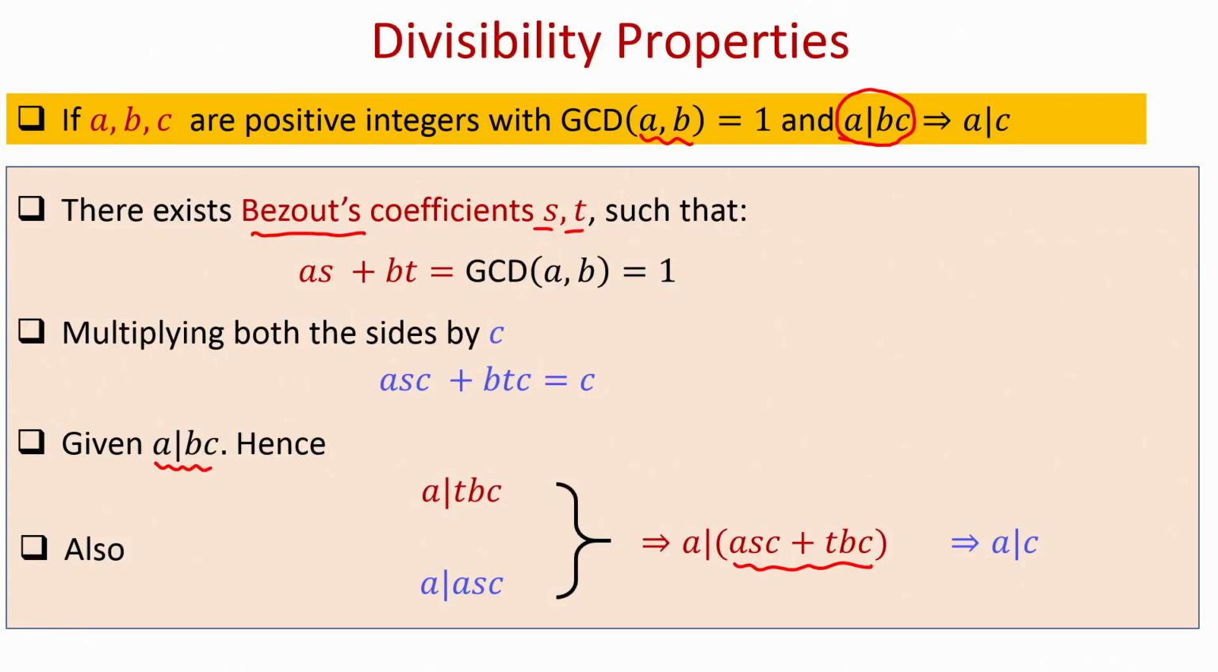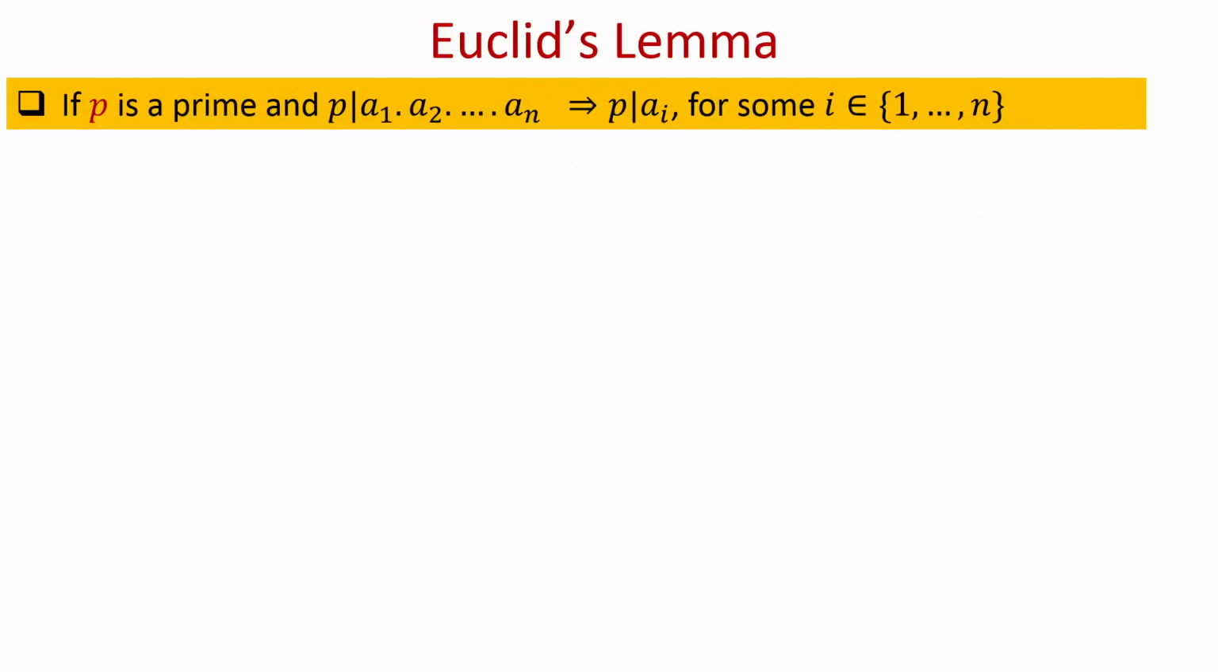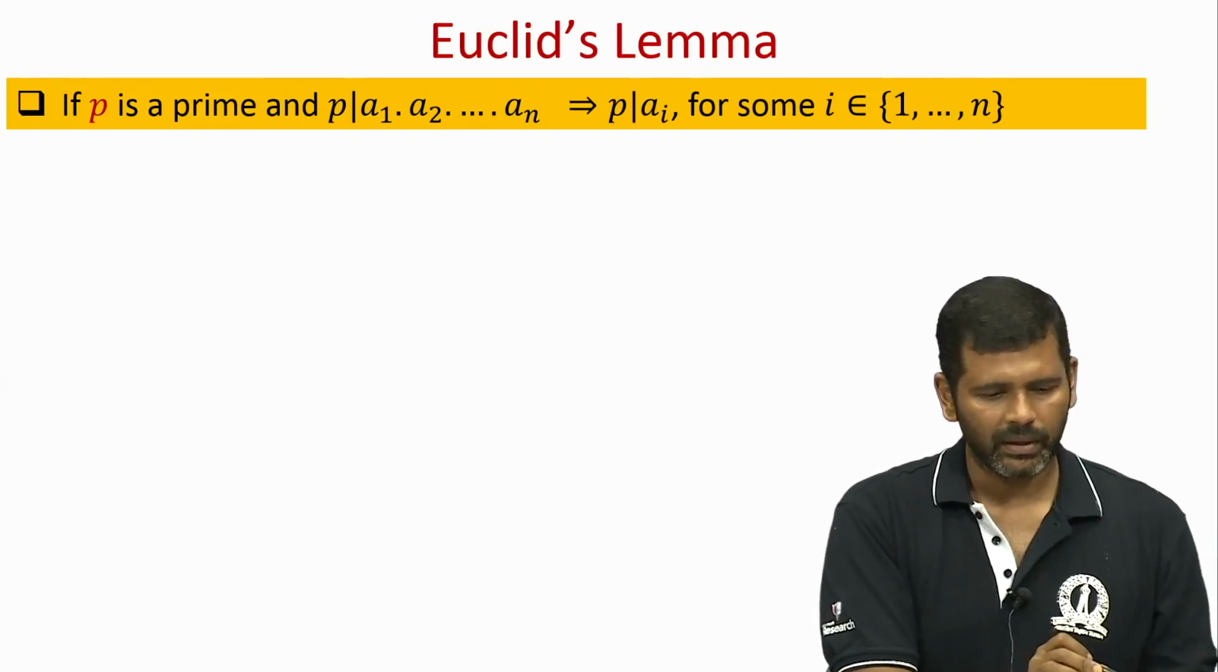Very simple fact, but useful. Now, we prove another property which we often call Euclid's lemma, which is also very useful while proving the uniqueness part of the CRT theorem. So, Euclid's lemma is as follows.